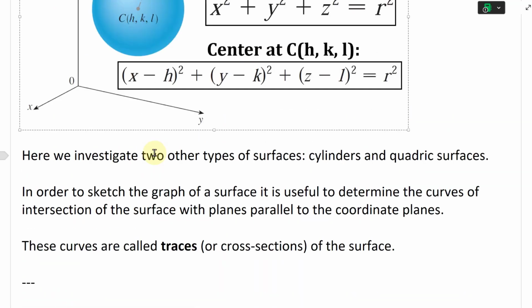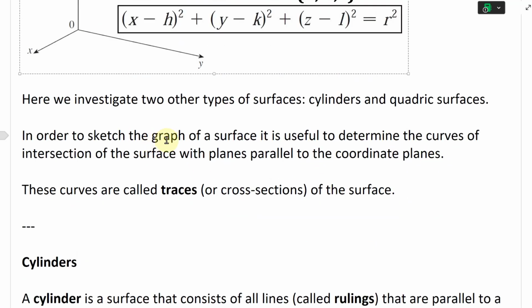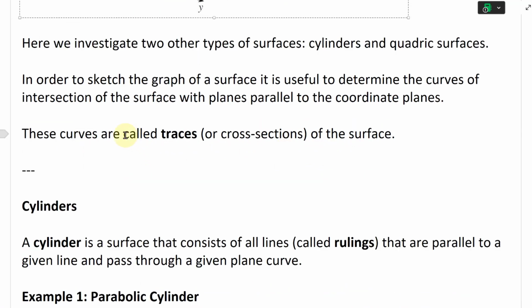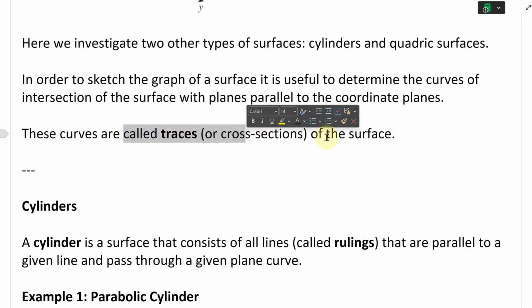All right, going further. So here we investigate 2 other types of surfaces, cylinders and quadric surfaces. In order to sketch the graph of a surface, it is useful to determine the curves of intersection of the surface with planes parallel to the coordinate planes. These curves are called traces or cross-sections of the surface.